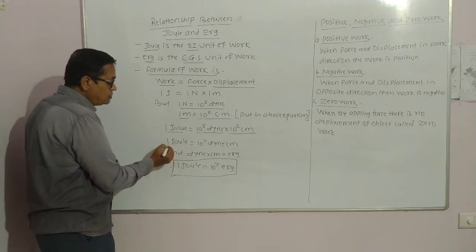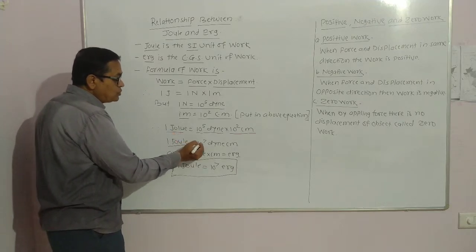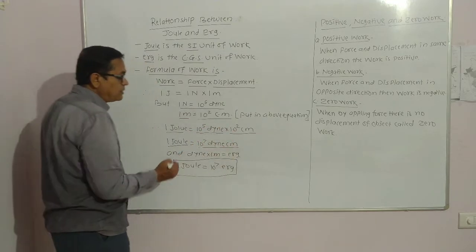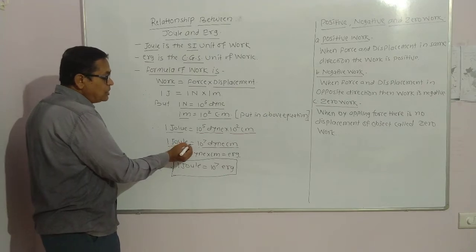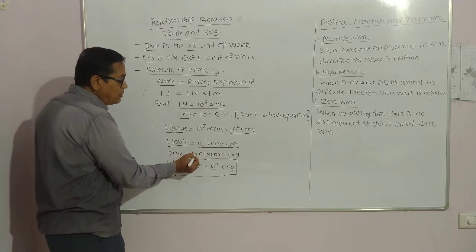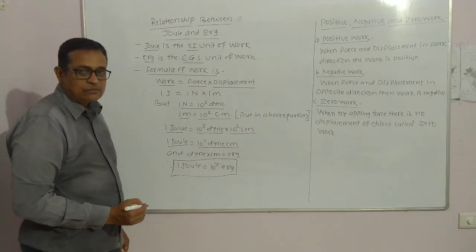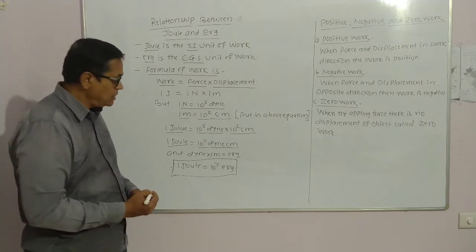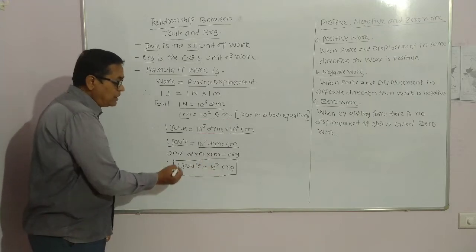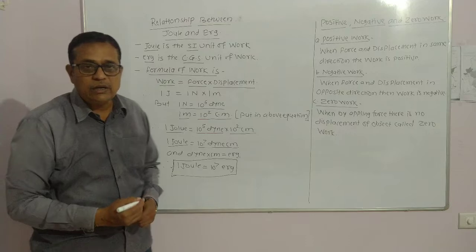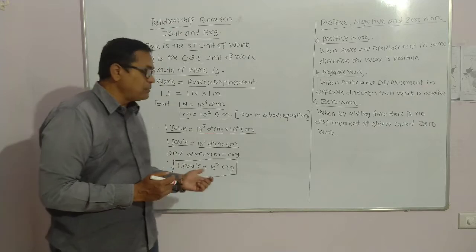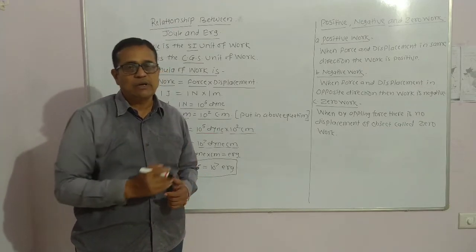1 joule equals 10 to the power 5 plus 2, that is 7, dyne into centimeter. 1 joule equals 10 to the power 7 dyne into centimeter. But dyne into centimeter equals erg. Erg equals dyne into centimeter. Hence 1 joule equals 10 to the power 7 erg is the relation between joule and erg. 1 joule work equals how many erg work? Hence 1 joule equals 10 to the power 7 erg work.